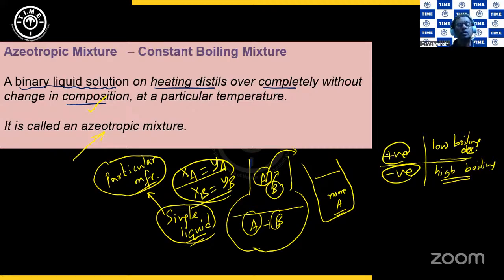Clear? So azeotrope happens only when there is an extreme deviation from the Raoult's law, whether positive or negative. And the liquid solution behaves as a single liquid and it cannot be separated upon distillation. No separation possible upon distillation. So whenever azeotrope forms, it's a difficulty because separation cannot happen with distillation.